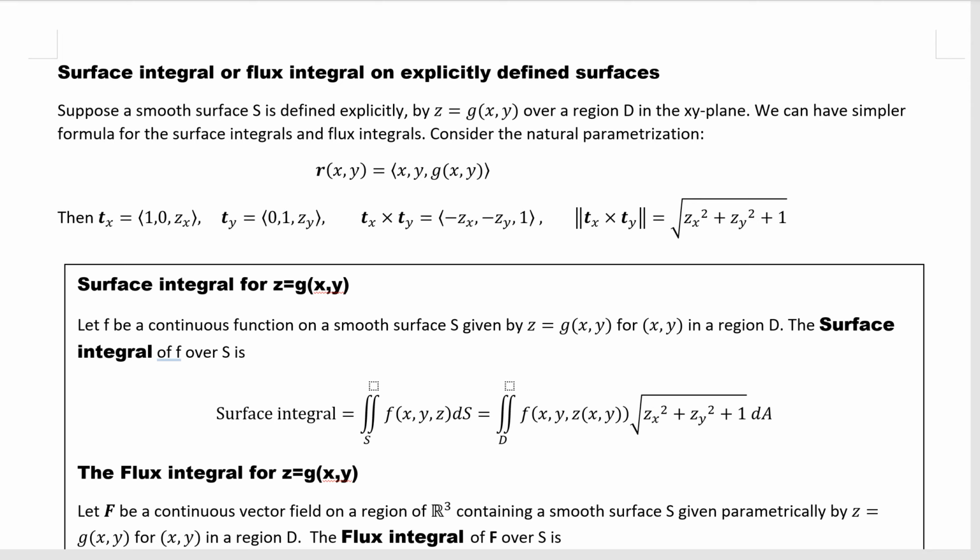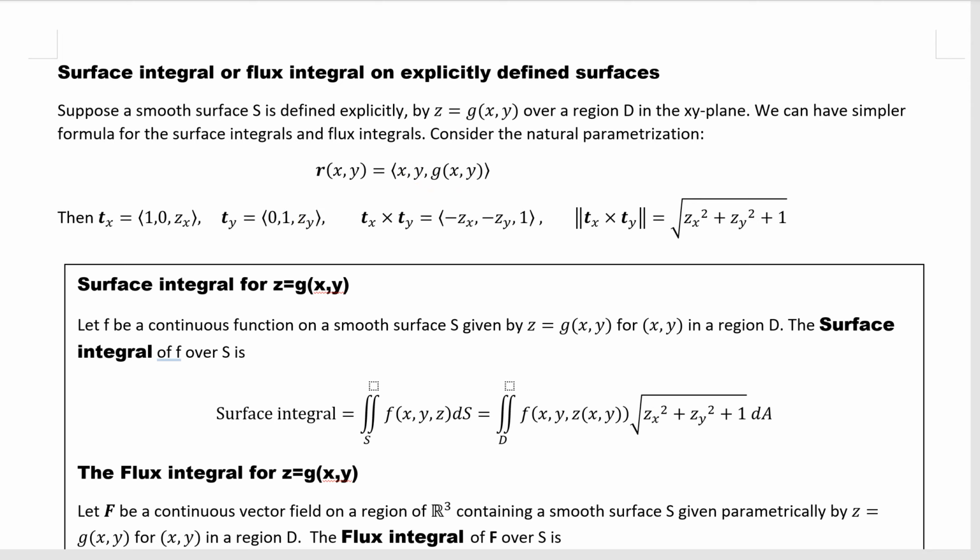Then what is Tx? Well, the derivative with respect to x: the derivative of x is 1, the derivative of y is 0, and this last one is g_x, or we can call it z_x, as you like. So partial z, partial x. And then Ty, the derivative with respect to y: this is 0, the derivative of y with respect to y is 1, and then we have partial g, partial y. We can call it z_y. Okay?